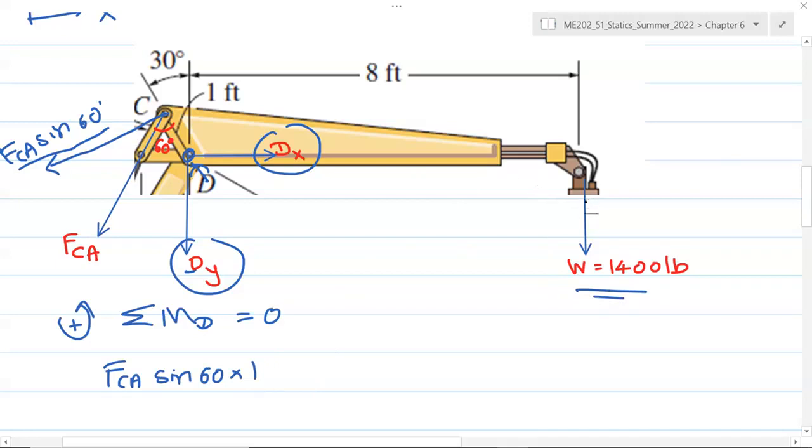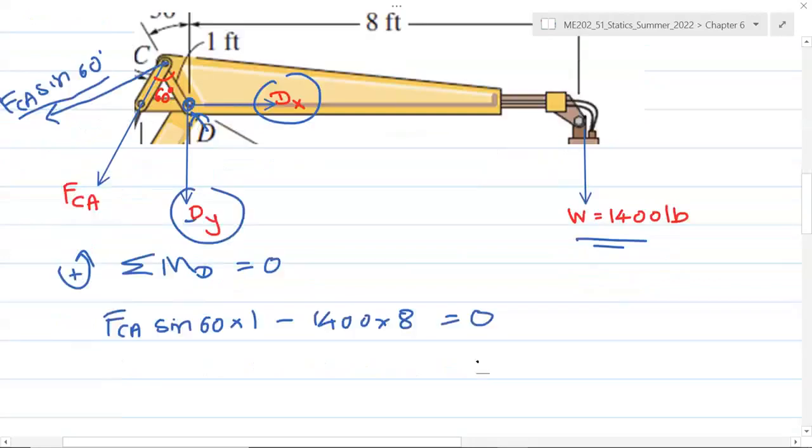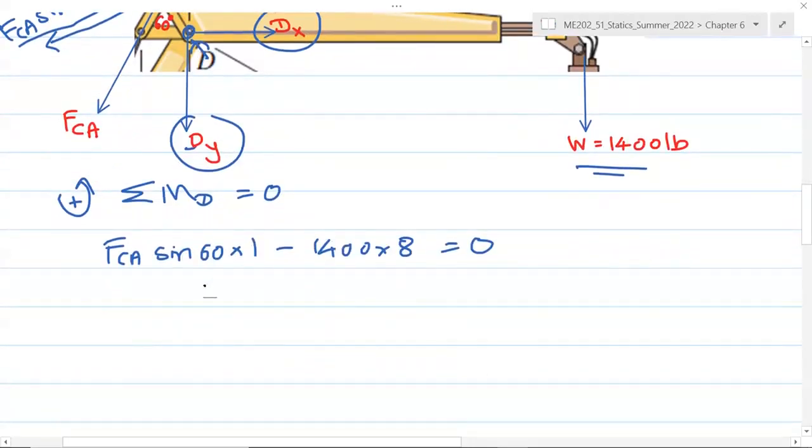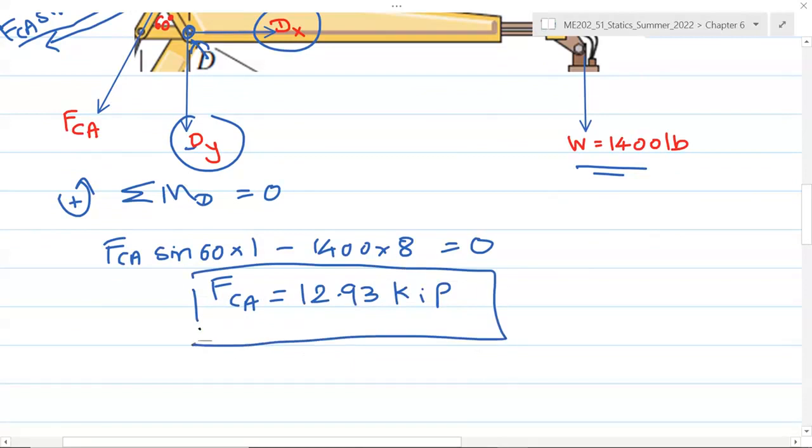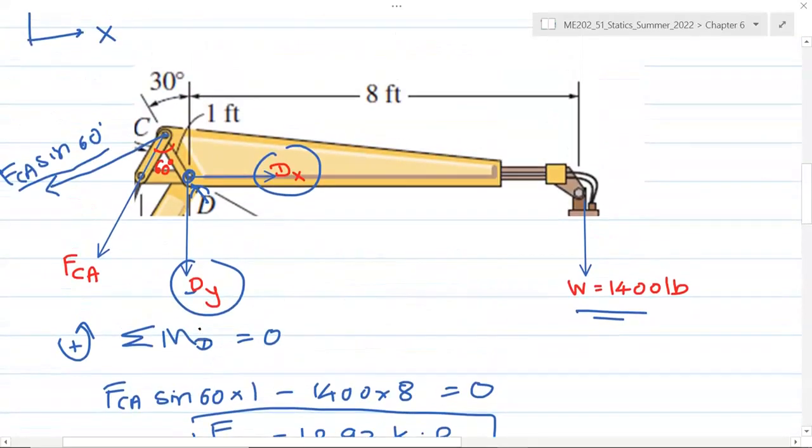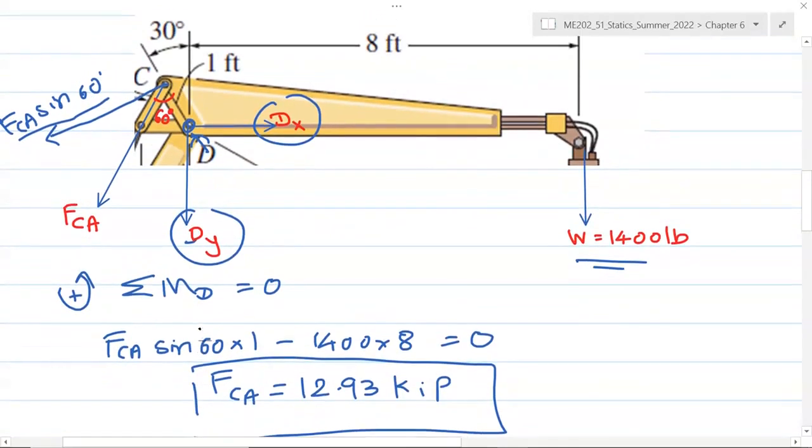This moment is clockwise about D. So that's 1400 multiplied by 8, and that's negative, equals 0 because the system is in equilibrium, and that gives us the value of FCA, which is 12.93 kilopound. It's actually 12,000 pounds, so we are writing this in kilopound. Okay, so we have solved for force in member CA.